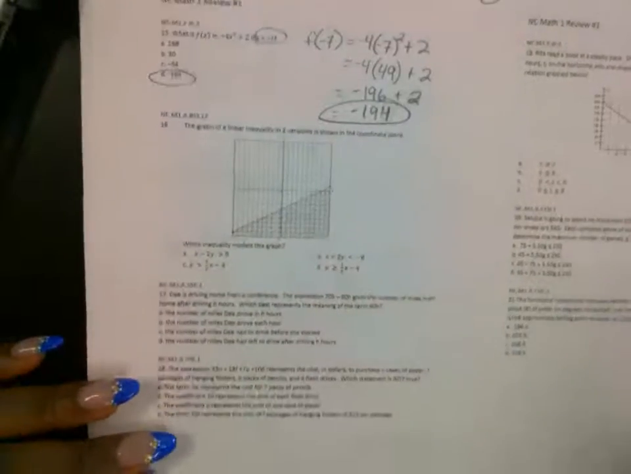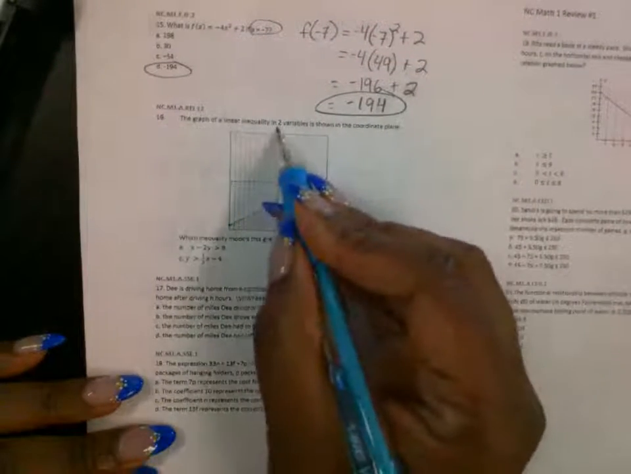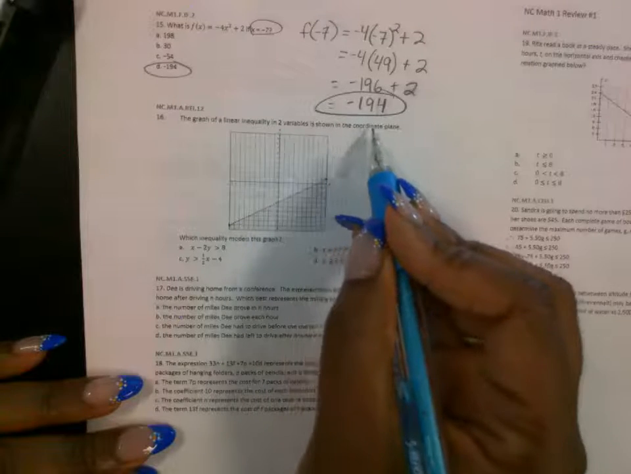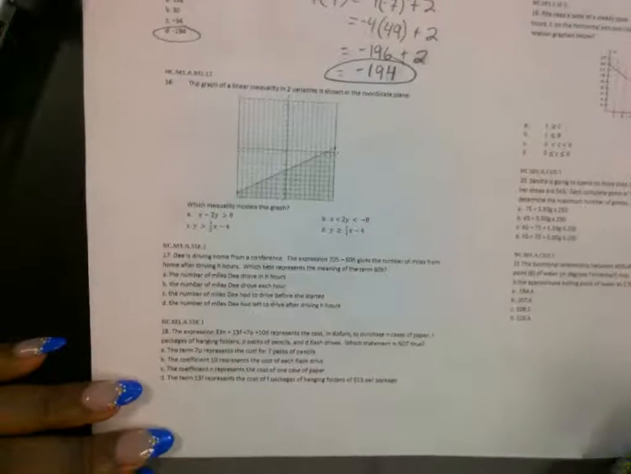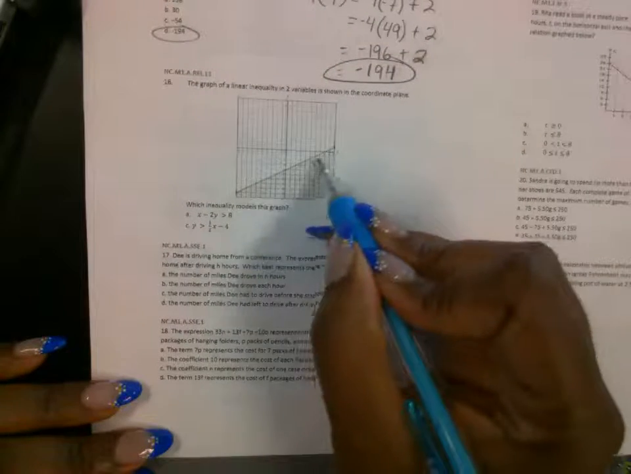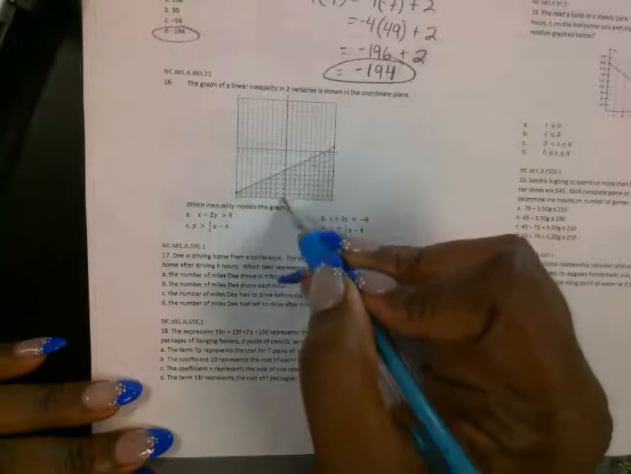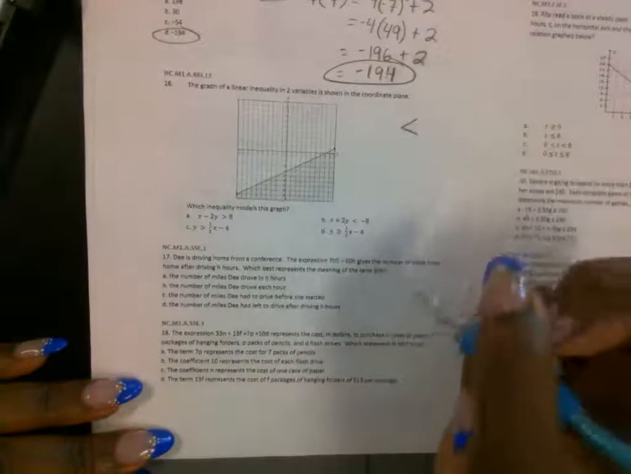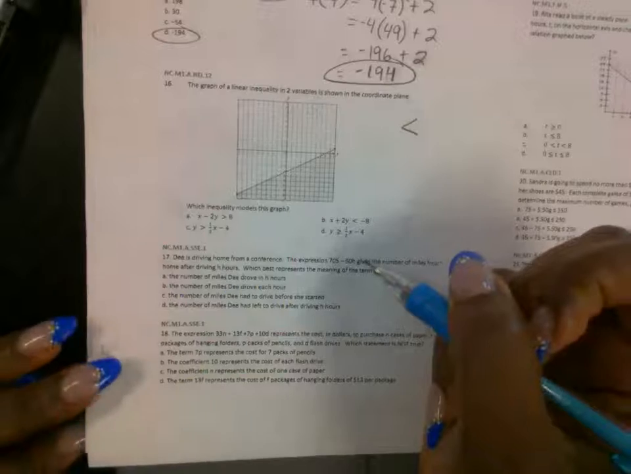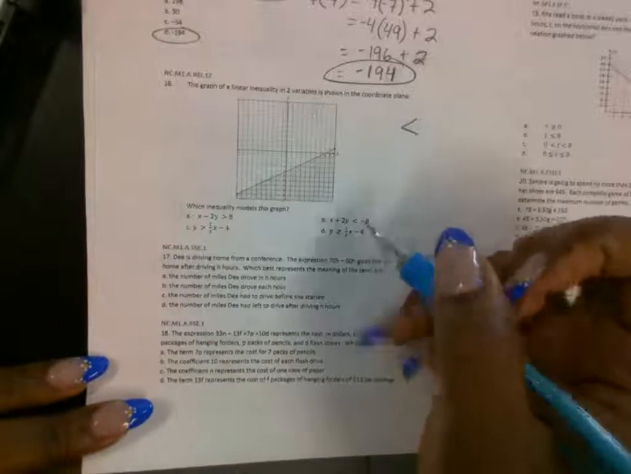Okay. All right. The graph of the inequality in two variables are shown in the coordinate plane. All right. So let's look. This is a dashed line and it's shaded under. So this is going to be less than. Okay. No equal to because it's a dashed line. So it's less than.